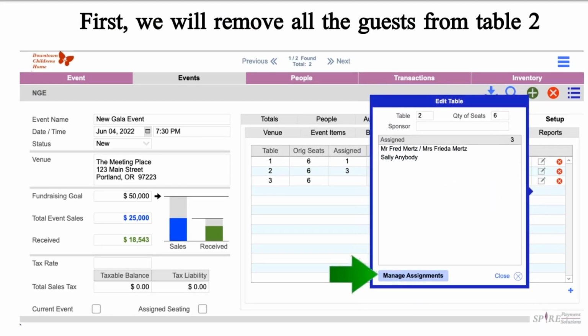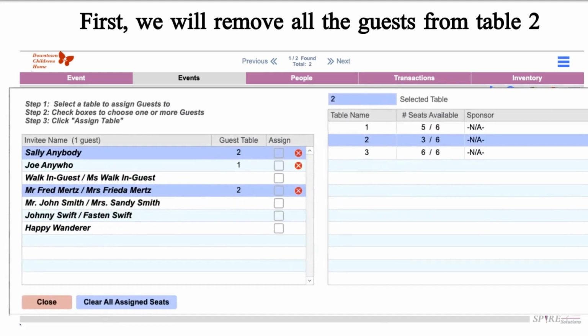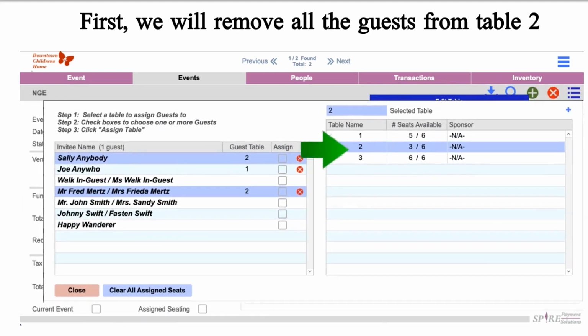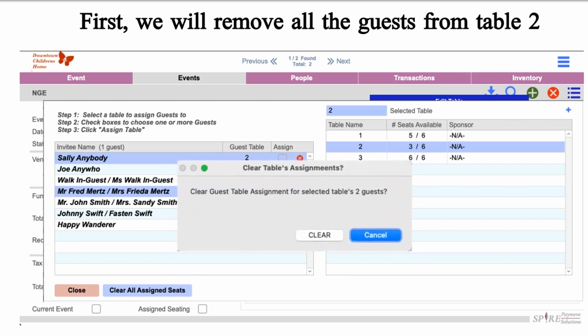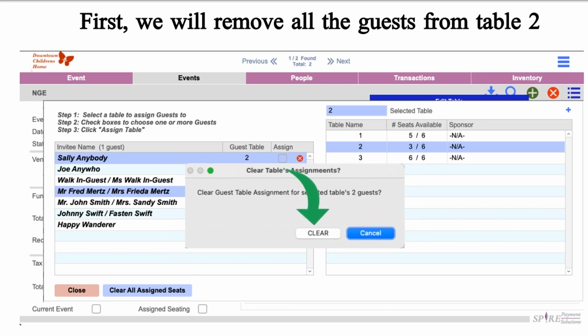The Edit Table window will appear. Click the Manage Assignments button. The Table Assignment window will reappear. Select Table 2. When selected, all the guests assigned to the table will be highlighted. Click on the Clear All Assigned Seats button.